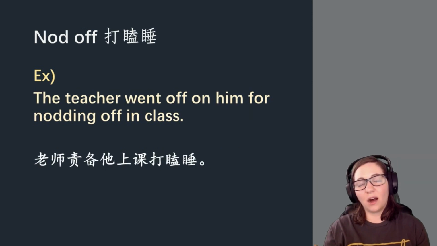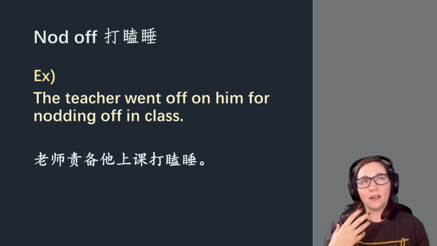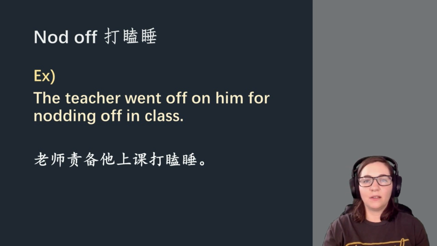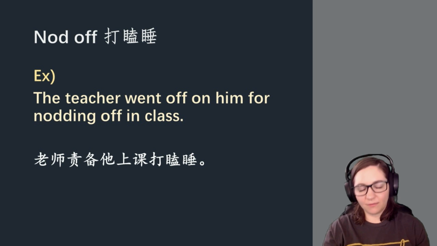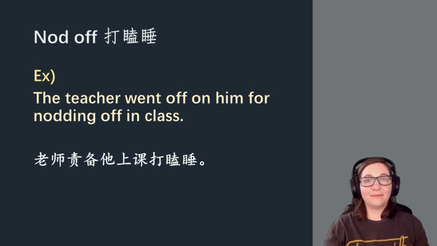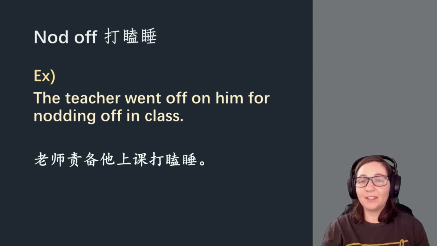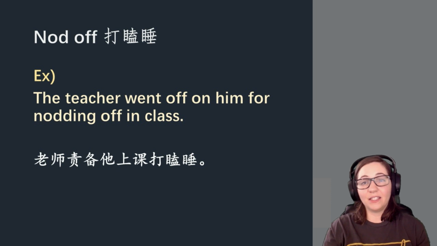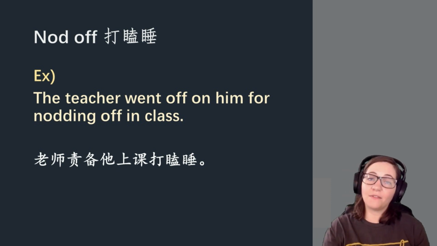The next one is nod off. And nod off is the motion we use to describe when you're going to sleep and you're very sleepy. So it kind of looks like this. That's nodding off. So you could say, the teacher went off on him for nodding off in class.